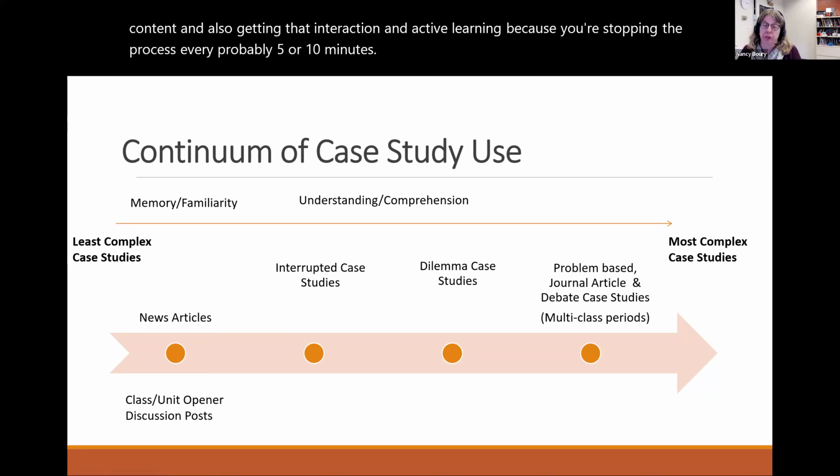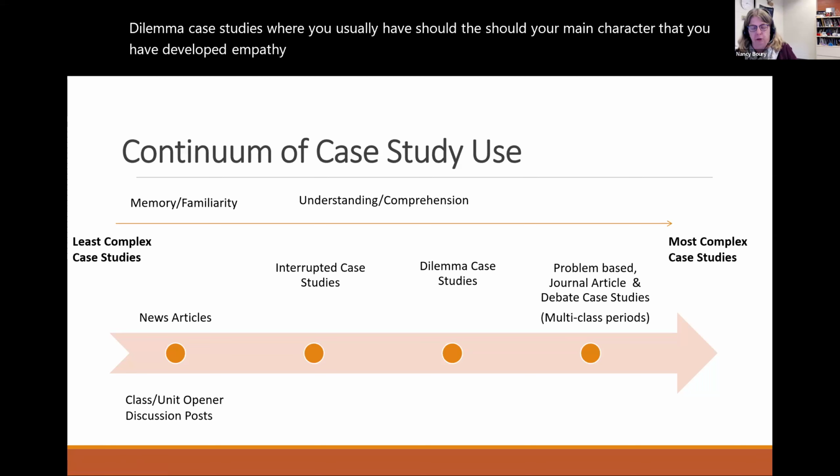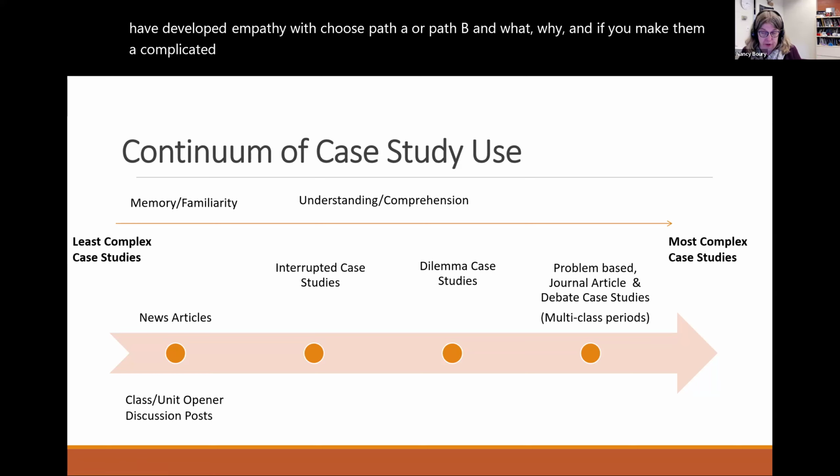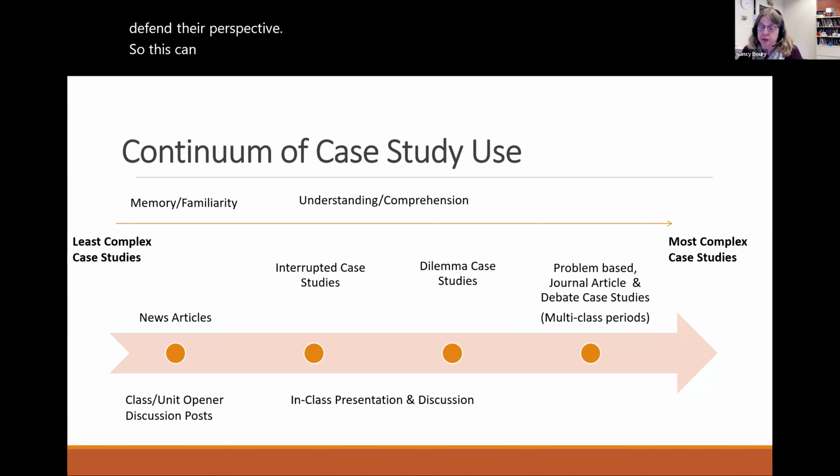Dilemma case studies, where you usually have, should your main character that you have developed empathy with choose path A or path B, and why? And if you make them complicated enough, about half your class will go either option, and then they have to defend their perspective. So this can be in class usually.